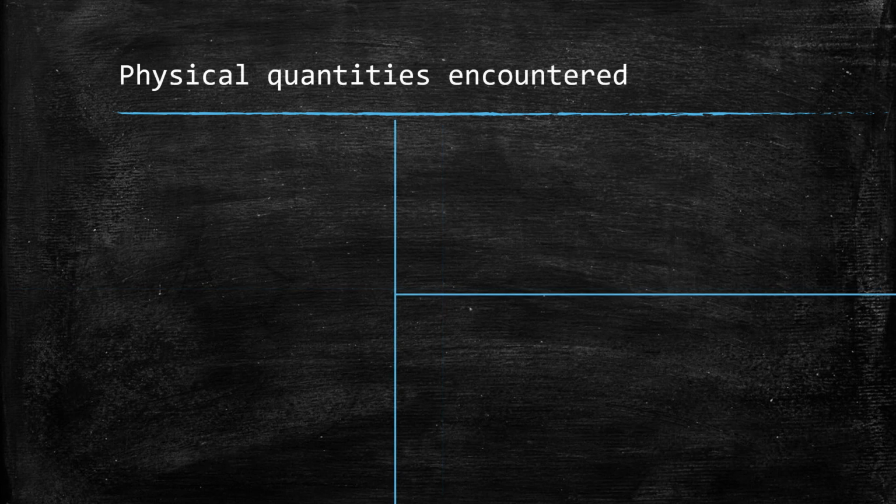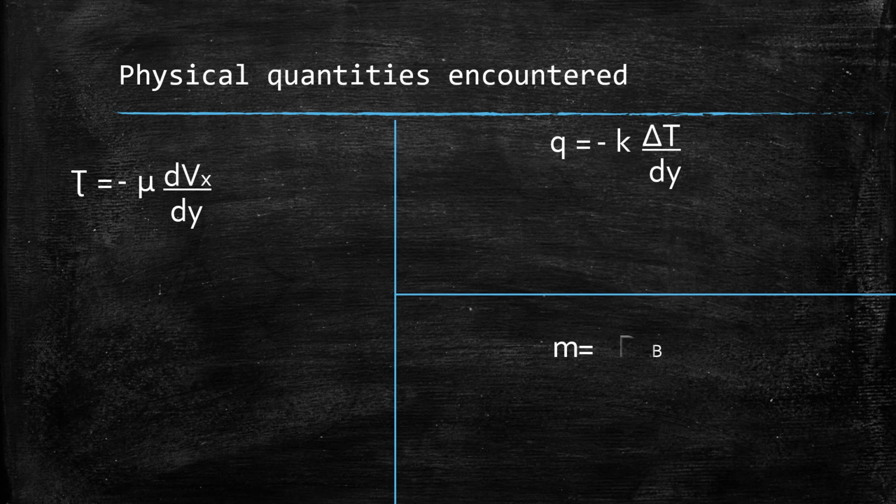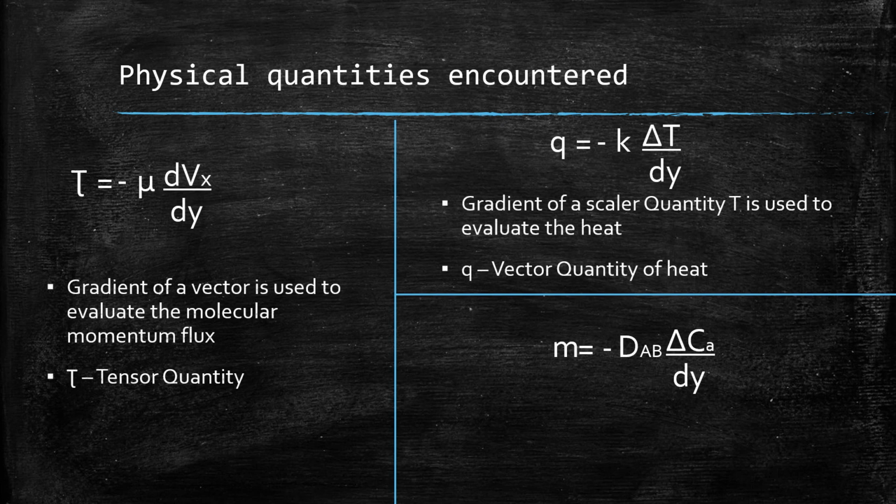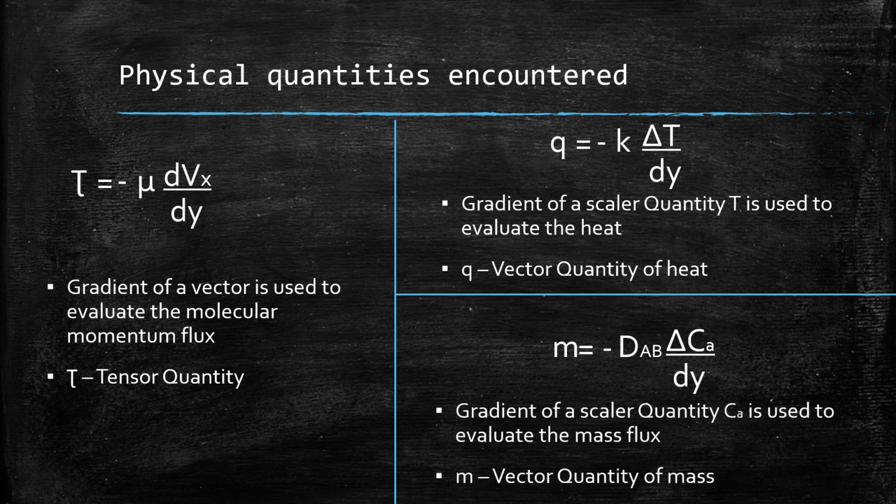Now we'll come to what are the physical quantities that are encountered. I'll just revise what was there in Newton's law. Tau is equal to minus mu dv by dy. For heat, it is Q is equal to minus K dT by dy. For mass, it is m is equal to minus D_AB dC_A by dy. So what are the physical quantities that we encounter?